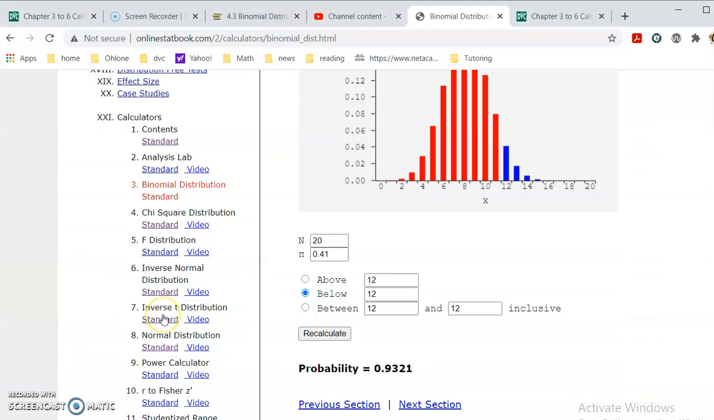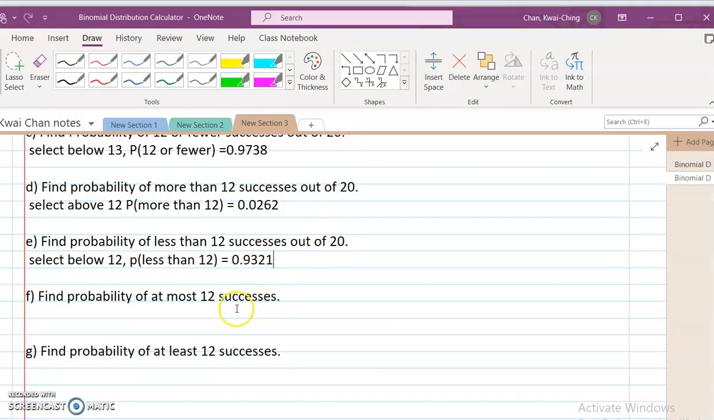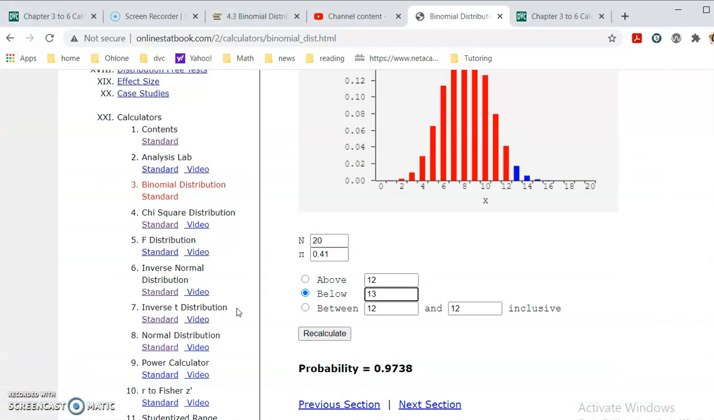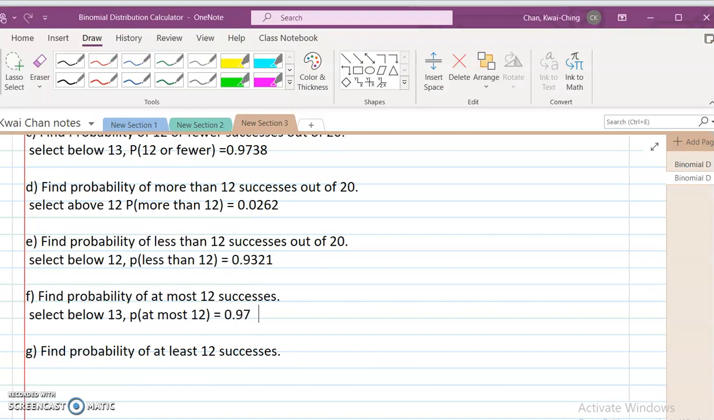Probability of at most 12. What is at most 12? At most 12 means including 12, so that would be not below 12, but below 13. If I think below 13, it would include that, right? So we would select below 13. That would be at most 12. The probability of at most 12 would equal 0.9738.